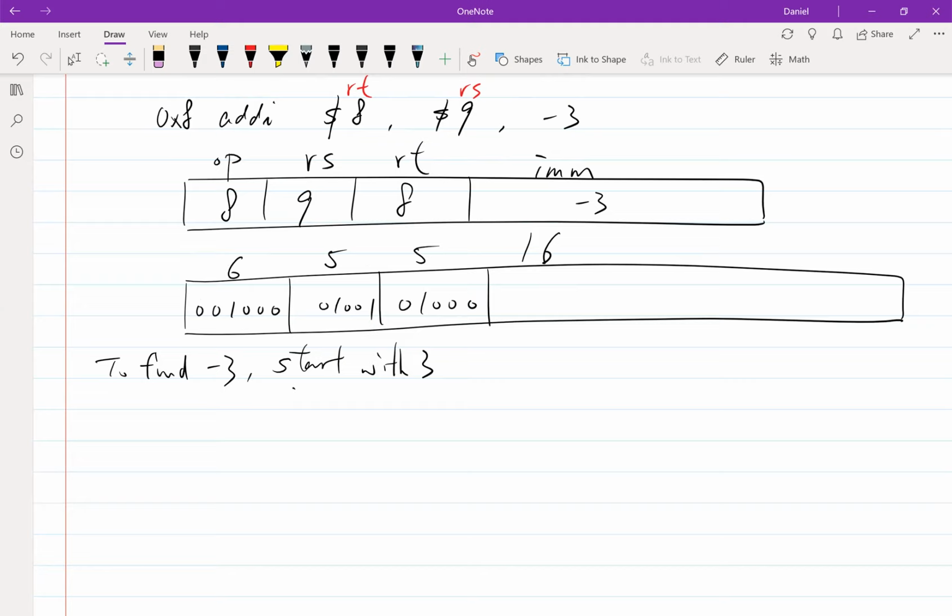So what is 3? Let's use 4 bits. You don't have to use all 16 bits because they are all zeros anyway. Maybe use all zeros to fit the 16 bits, okay? So this is 3, okay? So how do you do two's complement to get negative 3 from a positive 3? So again, two's complement is to find the negative value, right? Or to describe a negative value. So you start from 3, and what do you do? You flip.